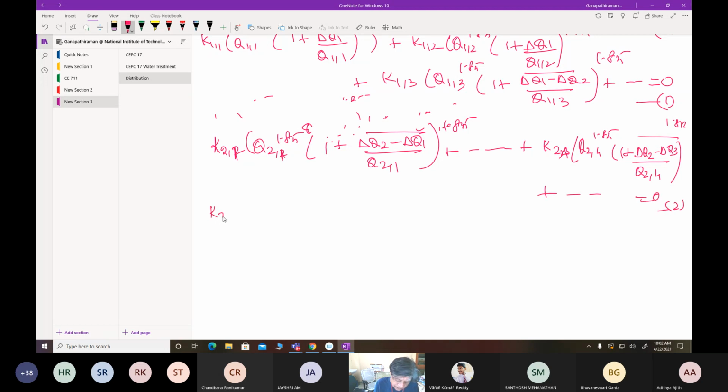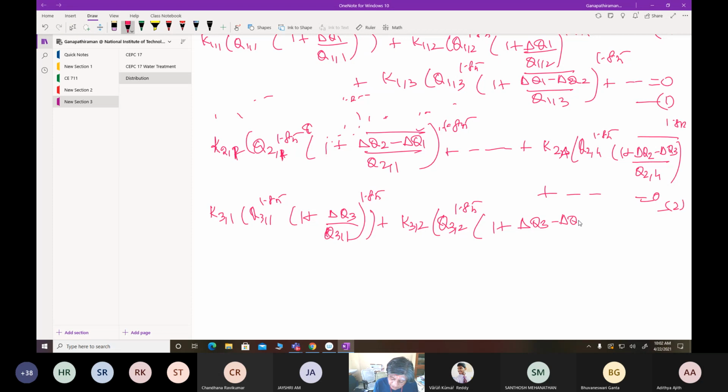For equation 3: K31 Q31 to power 1.85 into 1 plus delta Q3 by Q31 to power 1.85, plus K32 Q32 power 1.85 into 1 plus delta Q3 minus delta Q2 divided by Q32 to power 1.85, plus everything equal to 0. This is equation number 3.